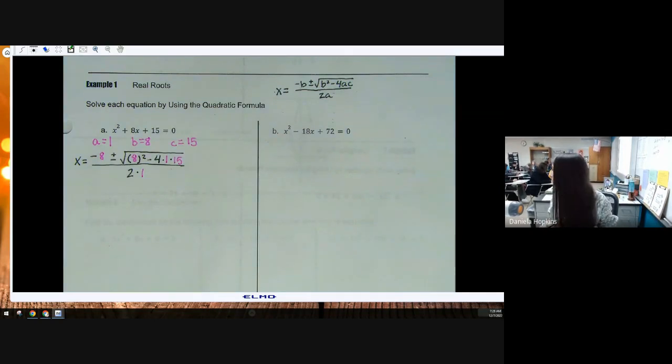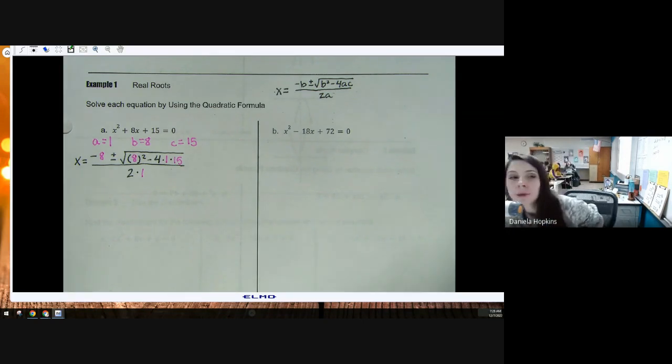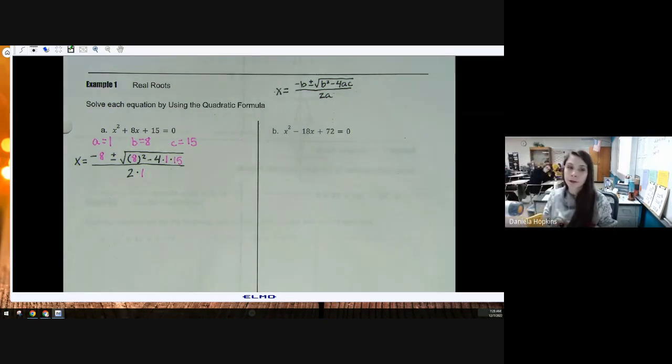I would say on a quiz, that first plug-in step is 1 point. Can you just plug this stuff in? If anything else happens afterwards, oh well. But that first step is 1 point. Show me that you know what to plug in where.